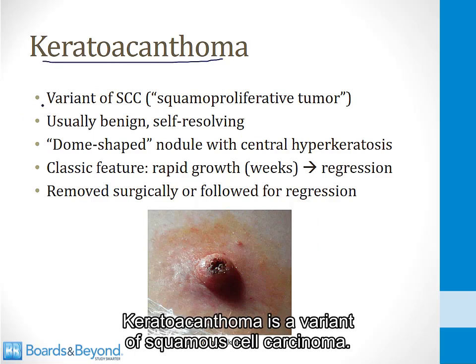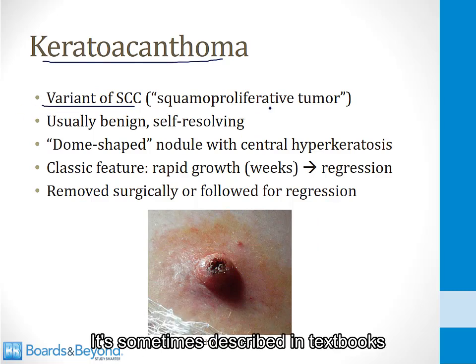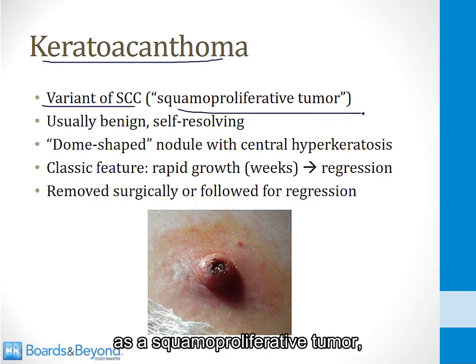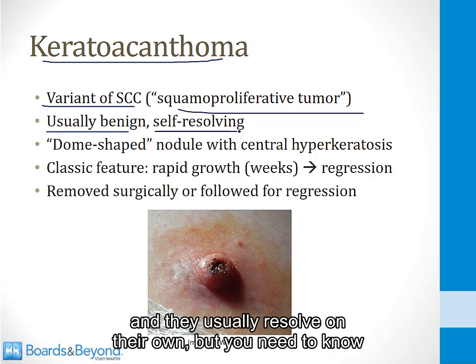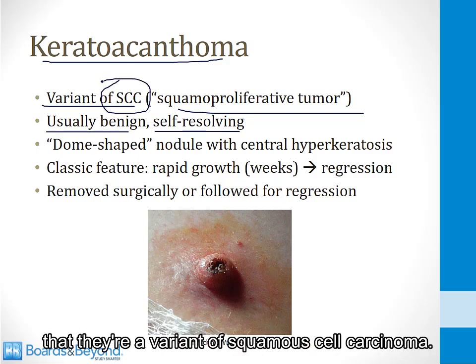Keratoacanthoma is a variant of squamous cell carcinoma. It's sometimes described in textbooks as a squamoproliferative tumor, which is a fancy way of saying it's a variant of squamous cell carcinoma. These are usually benign and they usually resolve on their own, but you need to know that they're a variant of squamous cell carcinoma.